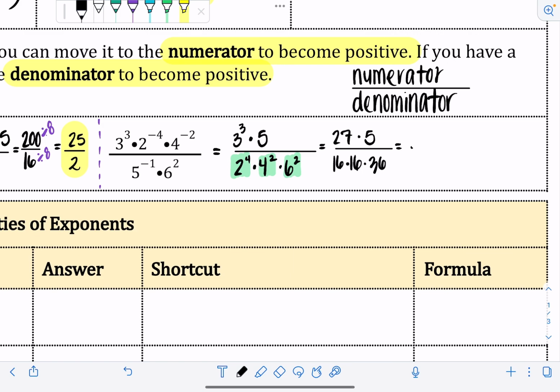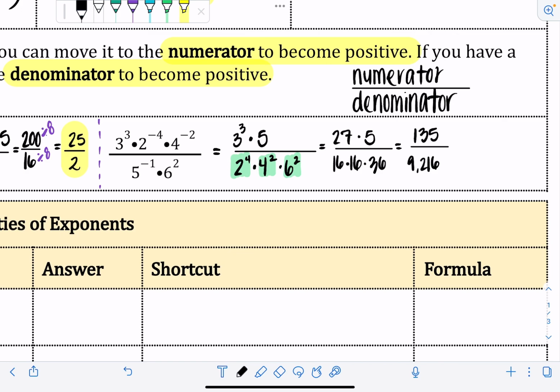And I'm just going to multiply each number together, so I'll do 27 times 5 for the numerator, which is 135. And then 16 times 16 times 36. Sorry, 36, not 64. So 16 times 16 is 256, and then times 36. I got my numbers mixed up. So in the denominator, 16 times 16 times 36 is 9,216.